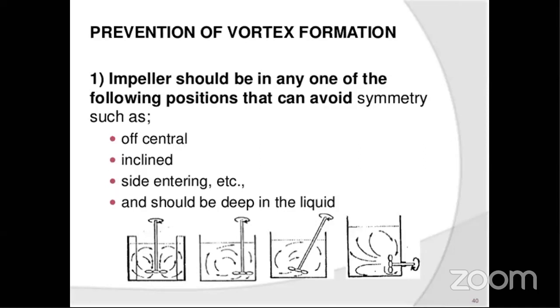Side entering is the last picture. In the side way, they enter the propeller or the shaft or the impeller into this tank. In this way, we can also prevent vortex formation, because in this process it does not produce any symmetrical force or tangential force. And another is the off-central position. The second picture is the off-central. It is not placed centrally, but at the side of the central portion. It is called the off-central position. In this way we can also prevent vortex formation. So these four positions and four setups we have maintained during the mixing process. If we maintain them, vortex formation does not occur in the mixing process.